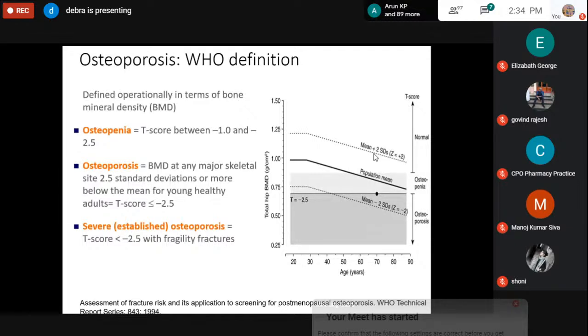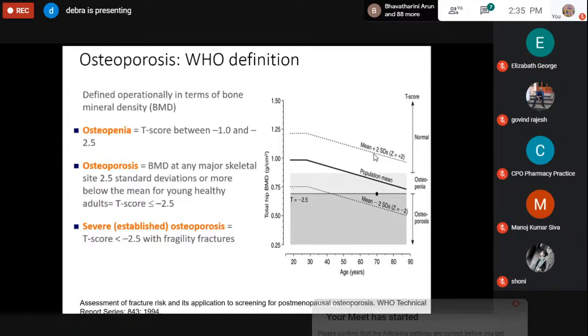So these are the standard deviations from normal in the population. Between 1 and 2.5 standard deviations from normal for that age would be considered osteopenia. Osteoporosis is defined by the WHO as the bone mineral density at any major skeletal site which is 2.5 standard deviations or more below the mean for a young healthy adult.